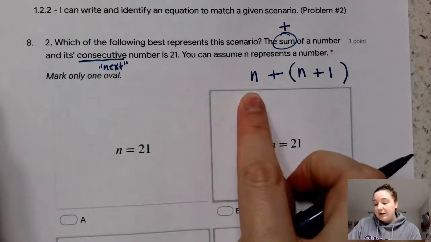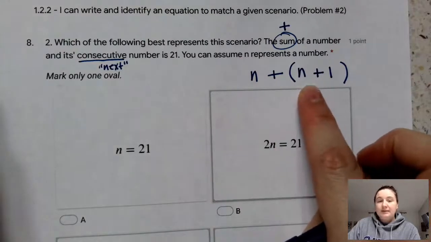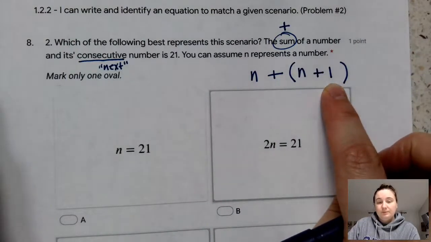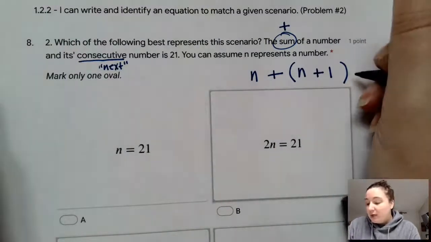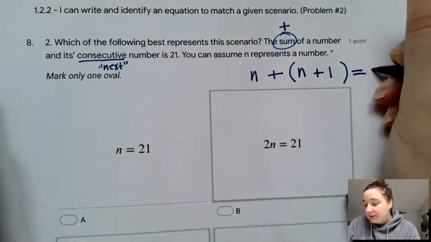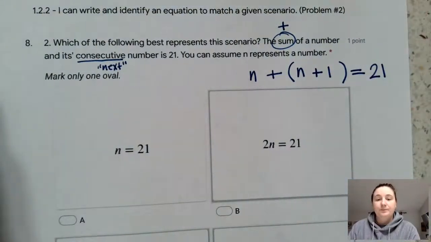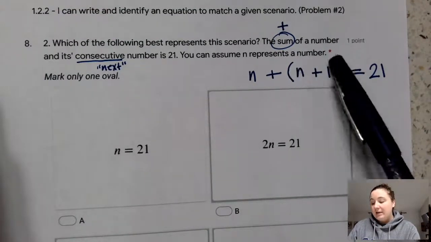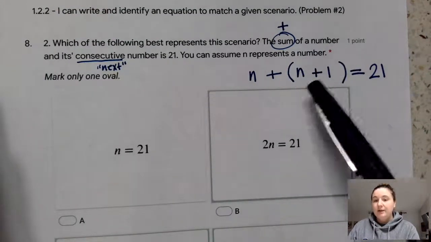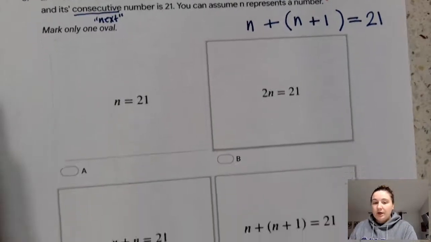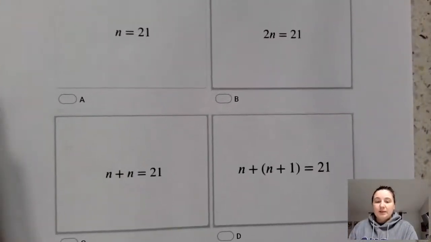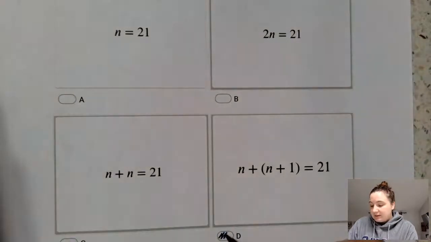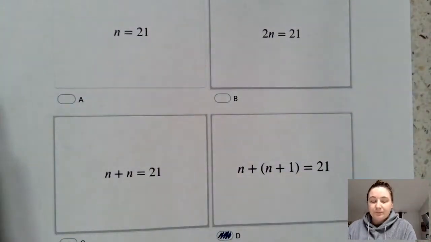So like here's a number, the next number is that number plus 1. And then we know that the total, the sum of those two things, is 21. And so it's n plus (n plus 1), which is the consecutive, equals 21. We can look at our options and see that that perfectly matches option D.